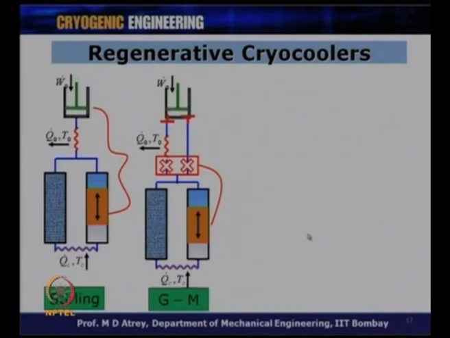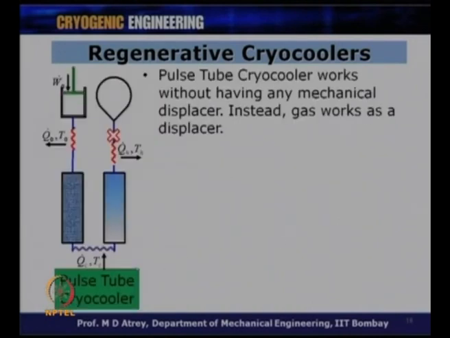In addition to Stirling and GM, we also have the pulse tube cryocooler. What you can see in the pulse tube cryocooler is that there is no displacer in the expander here. There is no mechanical displacer, and therefore we do not require a drive for it. In the earlier two cases, because the displacer is moving, we require a drive mechanism for the displacer motion. So, the pulse tube cryocooler works without any mechanical displacer. Instead, gas works as a displacer.